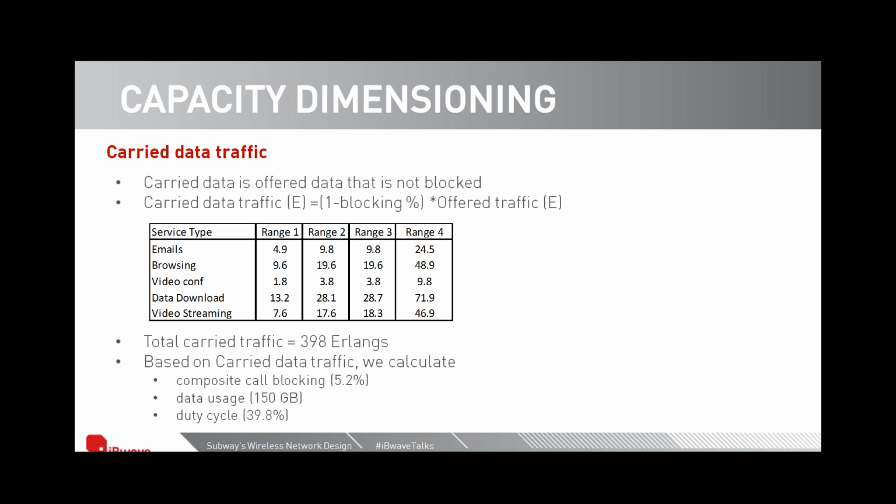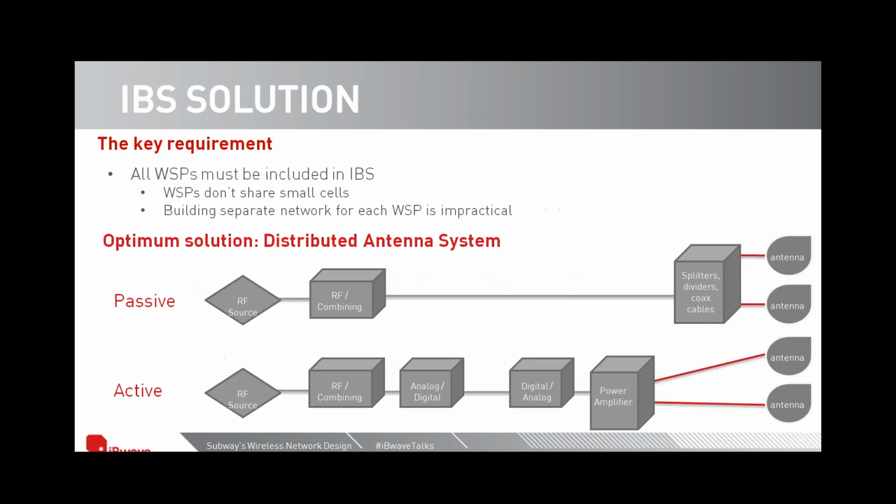So, having said that, let's move on to the IBS solution. The key requirement was that all wireless service providers must be included in the building system. That means that the optimum solution should be a distributed antenna system. Whether it is passive or active is up to you.